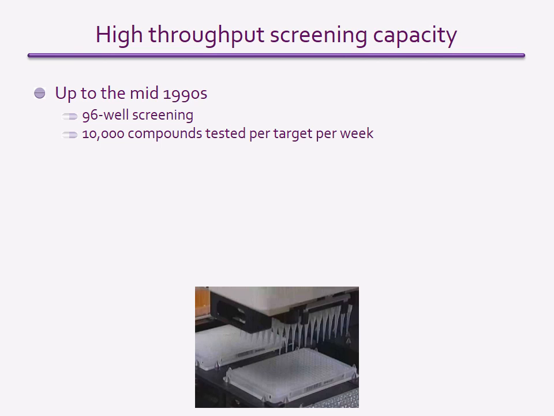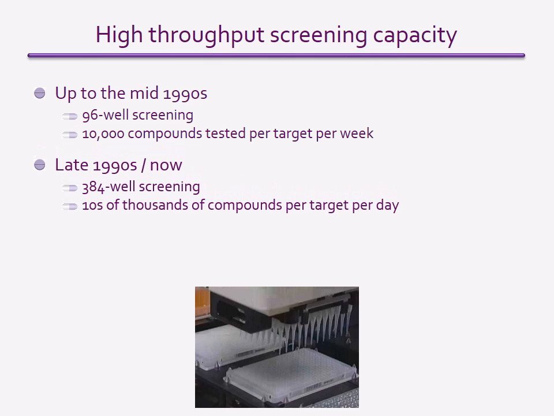For any target, this allowed around 10,000 compounds to be tested each week. From the late 1990s until now, plates have contained 384 wells, each with a volume of around 100 microlitres. This allowed the number of compounds to be tested per target to increase to tens of thousands per day.